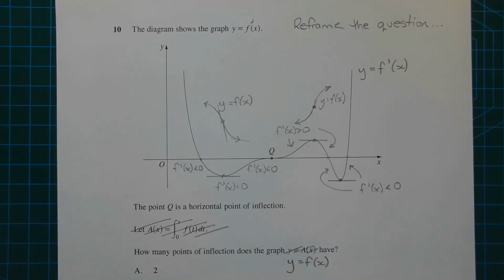So if we consider the graph of y equals f of x, an inflection point will mark a change from either concave up to concave down or concave down to concave up. This means that the value of the second derivative changes sign on either side of the point of inflection, but it also means that the first derivative must stay the same sign on either side of the point of inflection.